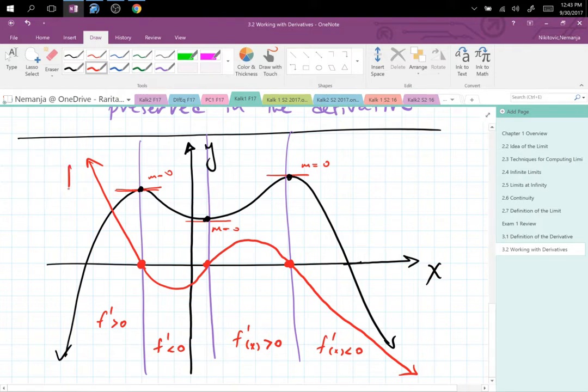I'm kind of confused about why the derivative starts from the positive even though the function comes from the negative. It's a very interesting question. Why does the derivative start from positive where the function starts from negative? What we have to consider here is the change.